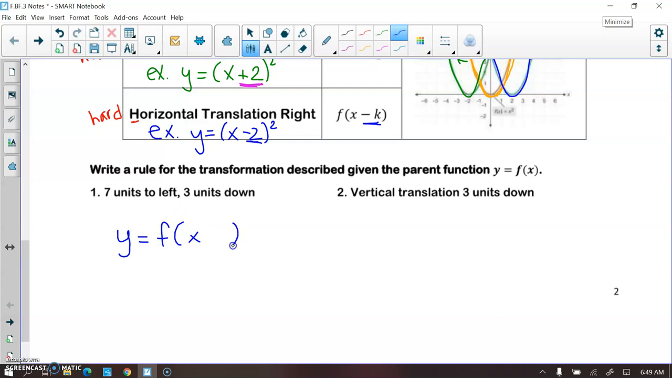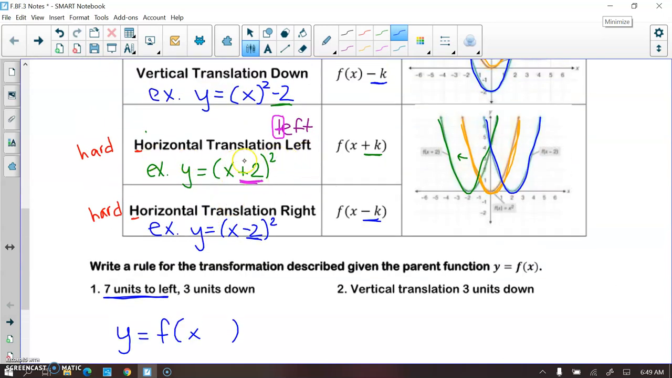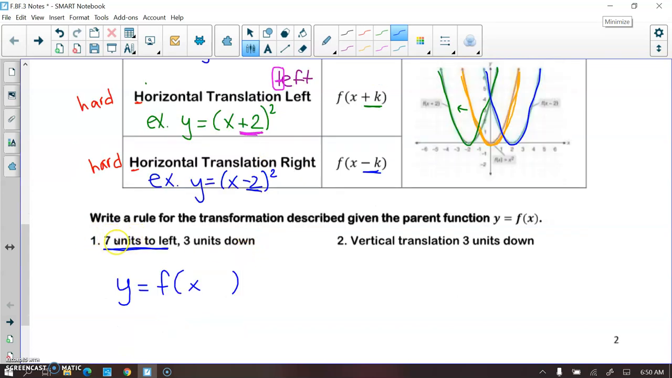Okay. And we want to translate it 7 units to the left. So when we're doing translations to the left, remember, horizontal translations are hard to remember. It's the opposite of what you would think it would be. Left is the start of a plus sign, so we're going to do a plus 7 on the inside of my function.